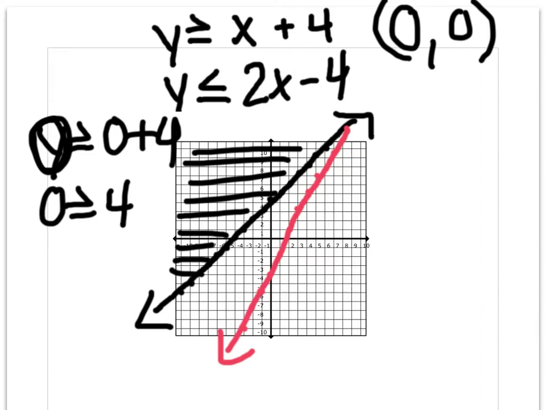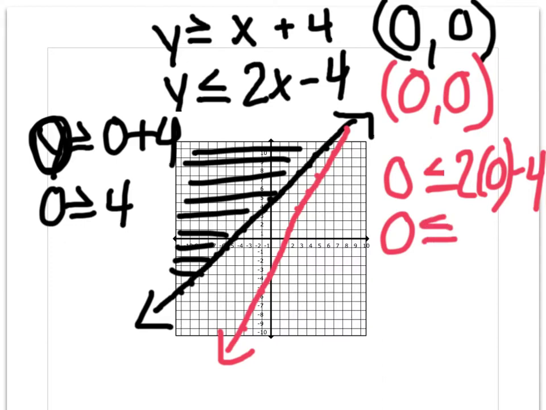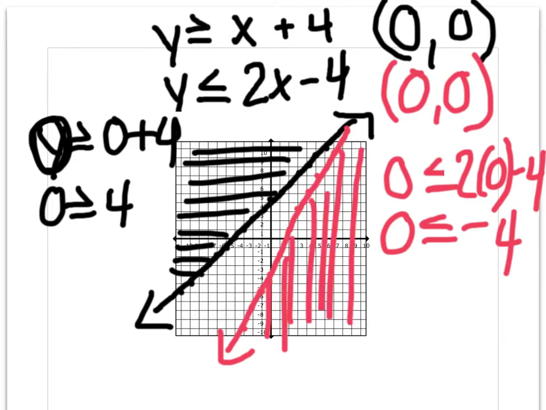Okay, now for the second point, we could also use 0, 0 because it's not on the line. So we have 0 is less than or equal to 2 times 0 minus 4. So that would be saying that 0 is less than or equal to negative 4, which it's not. So we shade the side opposite that. And that's what it should look like, or pretty close.